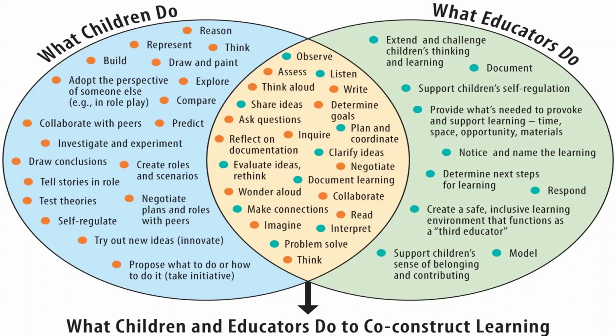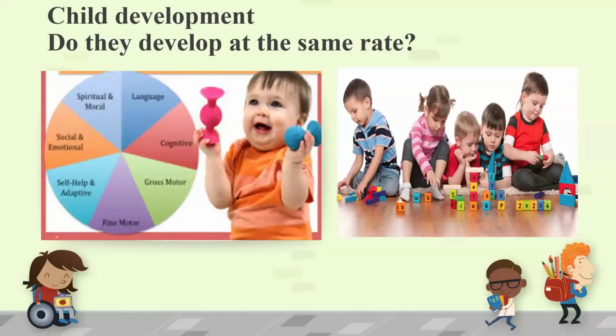As a very important aspect in early childhood education, also we should be aware of child development. Let's see how this happens. Child development. Do they develop at the same rate? The overall development of child is interconnected with skills such as language development, cognitive development, physical development, where we put gross and fine motor skills together, along with social, emotional, and moral skills development. Do you think that all these areas develop at the same rate? What do you think? I don't think so, not really.